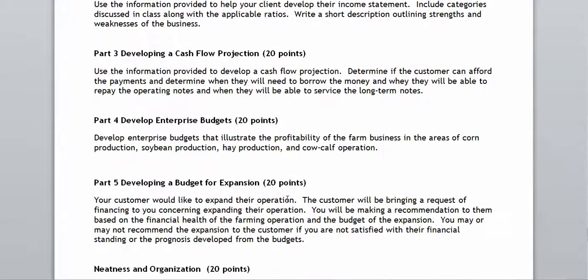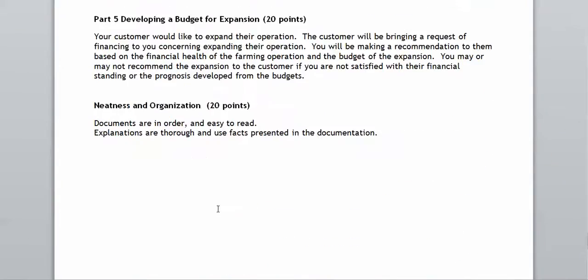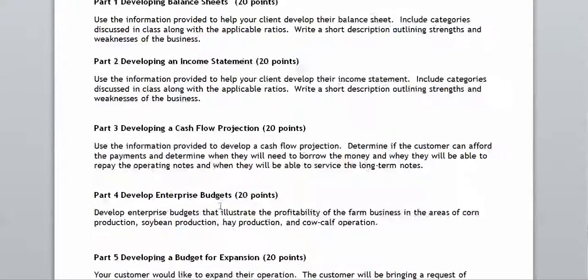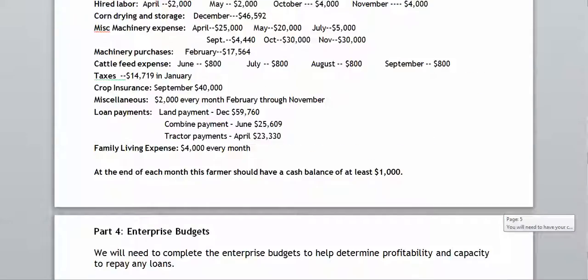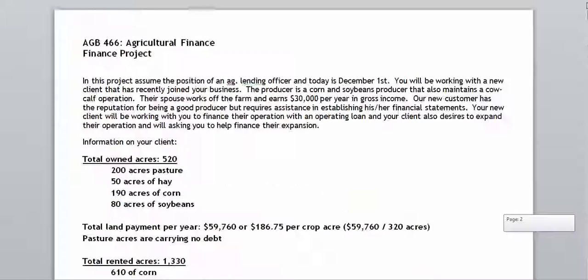So here's again how this project will be graded. Make sure you take your time. This is a lot of work, but at the same time, I will give you a lot of tools to help you complete this assignment.